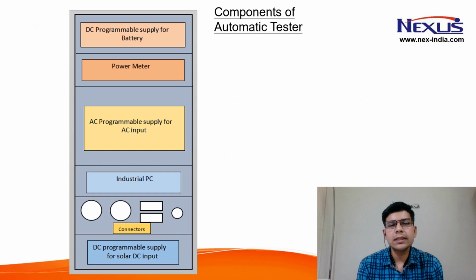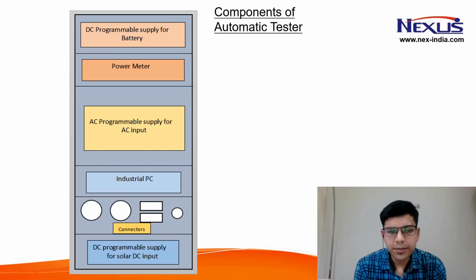So next, this is how our automatic tester looks. There is a DC programmable supply for our battery. There is a power meter. There is an AC programmable supply for AC input. There is an industrial PC. There is a DC programmable supply for solar DC input.